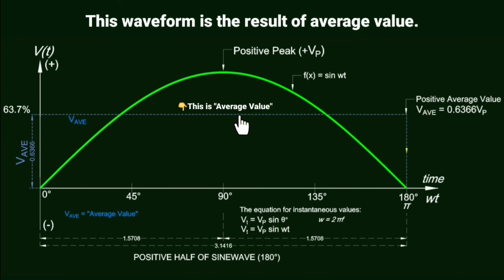This is the waveform of average value of 0.6366. Now, you learn how to calculate the average value. If we define the average value over the full cycle, the result of average or mean value is 0, because the area above the horizontal axis, the positive half cycle, is the same as the area below the axis, the negative half cycle, and thus they cancel each other out.